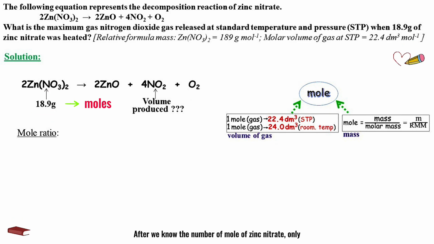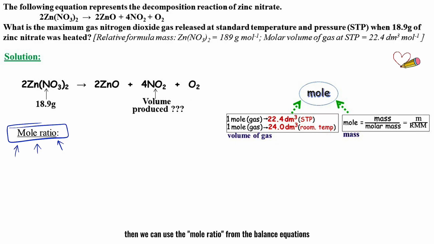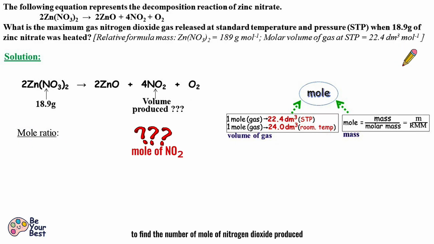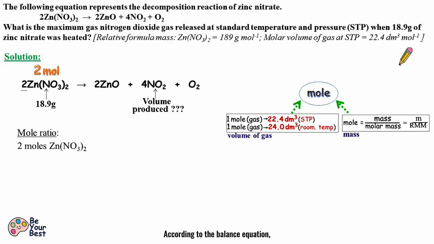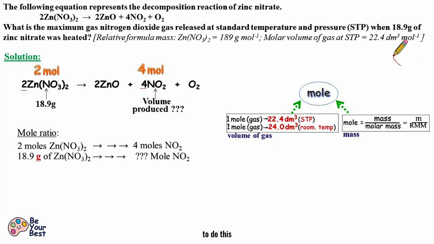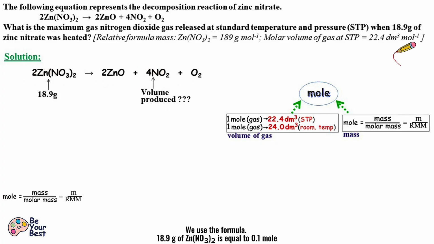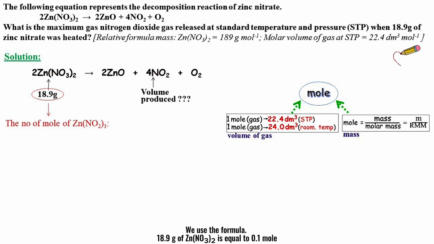After we know the number of mole of zinc nitrate, only then can we use the mole ratio from the balanced equation to find the number of mole of nitrogen dioxide produced. According to the balanced equation, 2 mole of zinc nitrate produce 4 mole of nitrogen dioxide gas. So, we need to convert mass to mole first. To do this, we use the formula. 18.9 gram of zinc nitrate is equal to 0.1 mole.